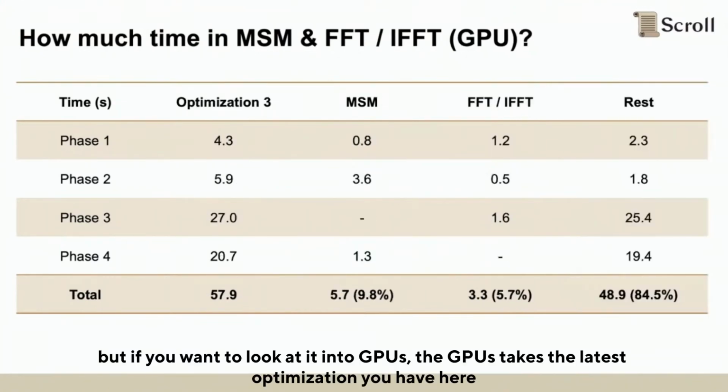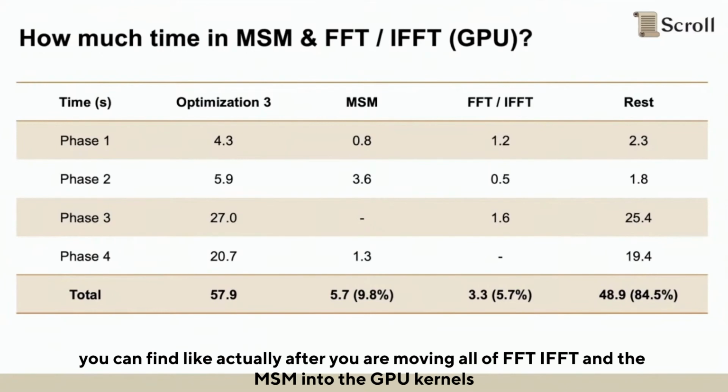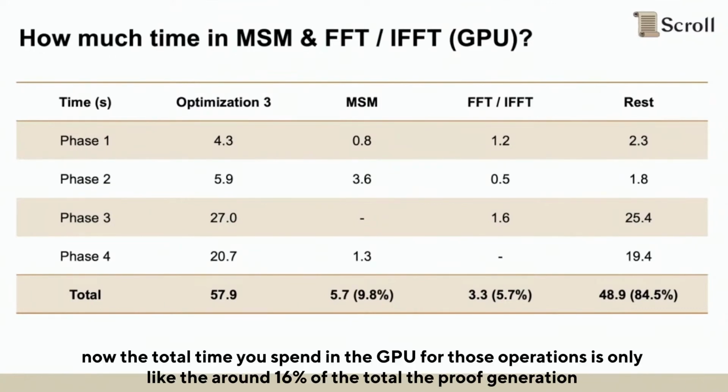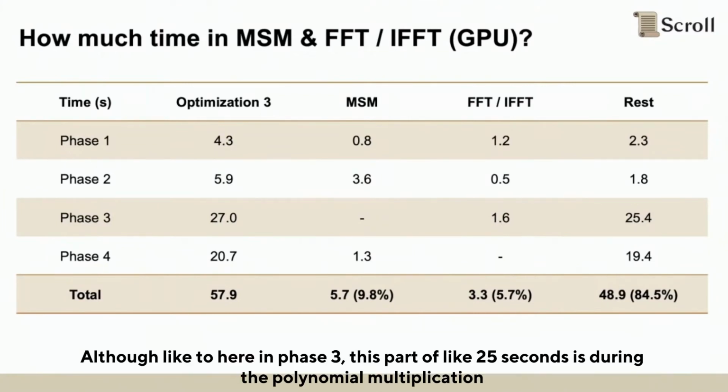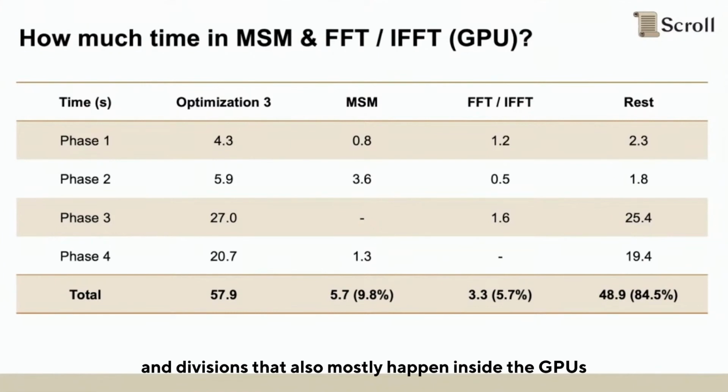But if you look at the GPUs, with the latest optimization, you can find that after moving all of the FFT, IFFT, and MSM into the GPU kernels, the total time you spend in the GPU for those operations is only around 16% of the total proof generation. The rest now becomes 58% of the time. Although here in phase 3, this part of 25 seconds is doing the polynomial multiplication and divisions, which also mostly happens inside the GPUs.